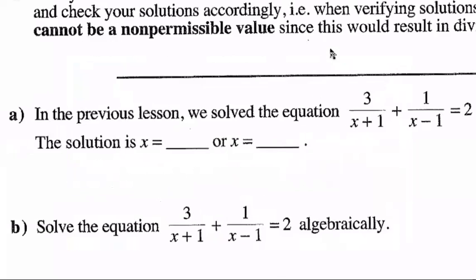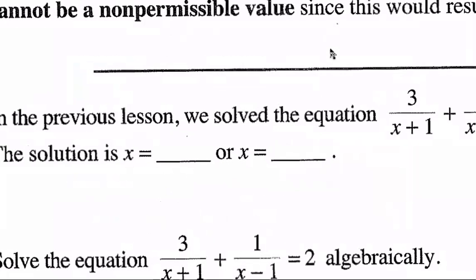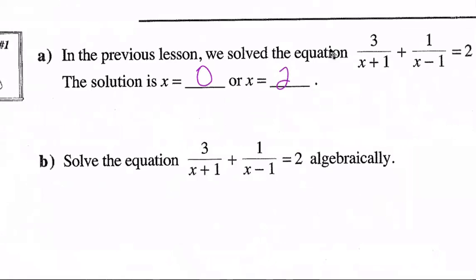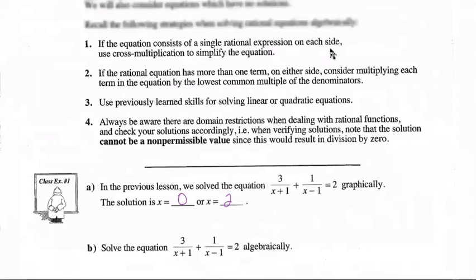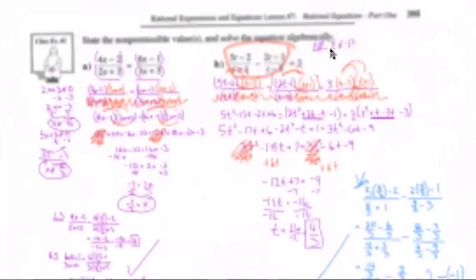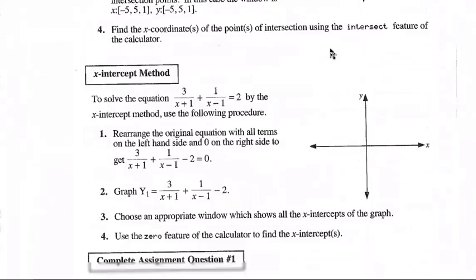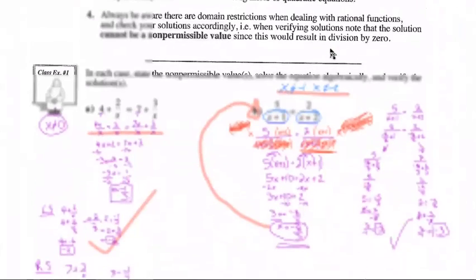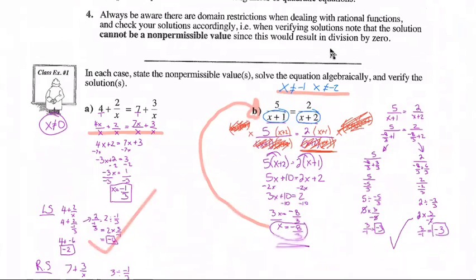So we can fill this in: 0 and 2. But let's do that algebraically. Did we do this in the previous lesson? I can't remember. Let's go back and have a look, because if we did, we don't need to do it again. Was it our first example? I know that was the first graphing example. It was not one of the examples we went through. Bummer. Okay, well, let's do it then.